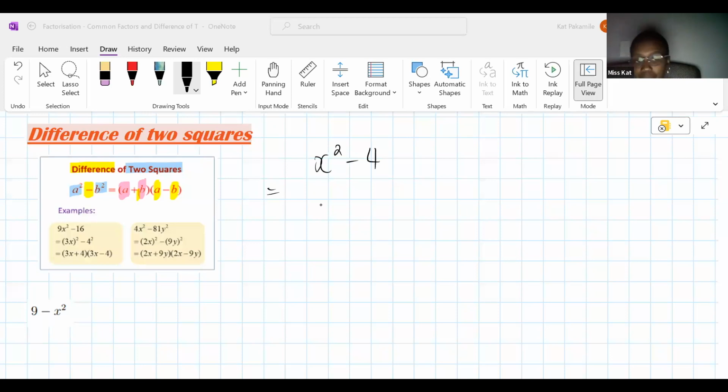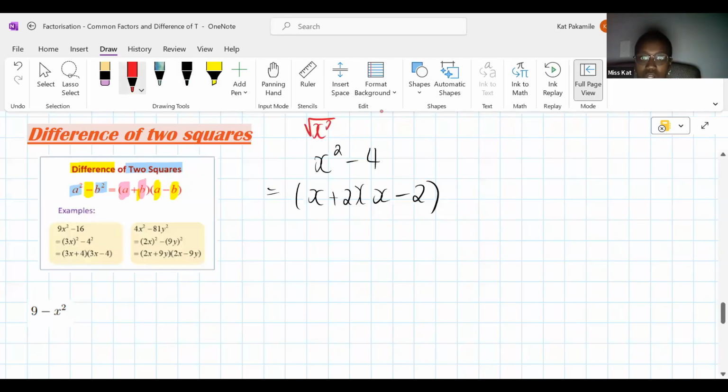So the two brackets, in one bracket you're going to have x plus 2, and in the other one you're going to have x minus 2. Thank you very much. So guys, everyone who's wondering where this 2 comes from, remember I said you're going to root the first one, which was the x squared, and you're going to root the second one, which was the 4. So the square root of x squared is x. That's where that x comes from. And the square root of 4 is 2. So then the one bracket has a plus, and the other bracket has a minus.